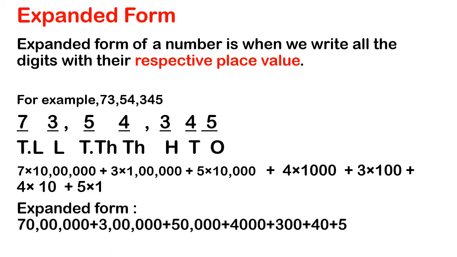Now 7 into 10 lakhs is 70 lakhs, plus 3 into 1 lakh is 3 lakhs, 5 into 10,000 is 50,000, 4 into 1000 is 4,000, 3 into 100 is 300, then 4 into 10 is 40, plus 5 into 1 is 5. So this is the expanded form.